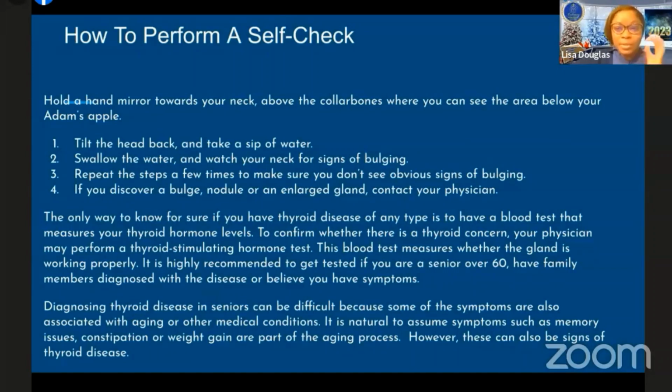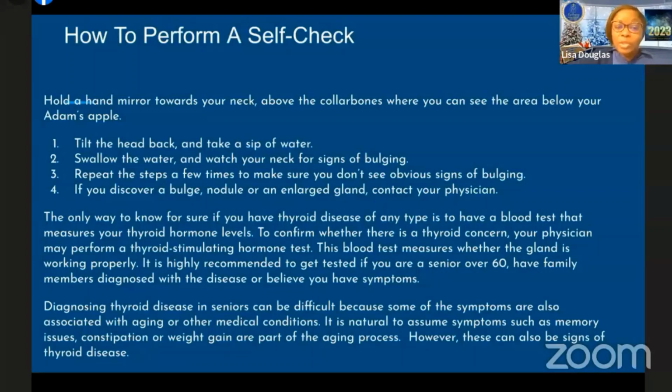Don't take too big a sip. I don't want you to choke on it. Swallow the water and watch your neck for signs of any bulging. So as you tilt back and you swallow, any bulging, you want to look for that. You want to repeat the steps a few times to make sure you don't see obvious signs of bulging. If you discover a bulge, nodule, or an enlarged gland, contact your physician.